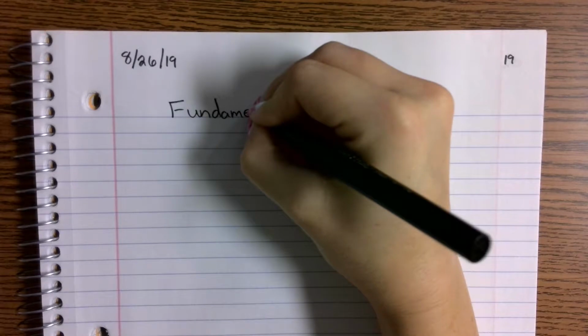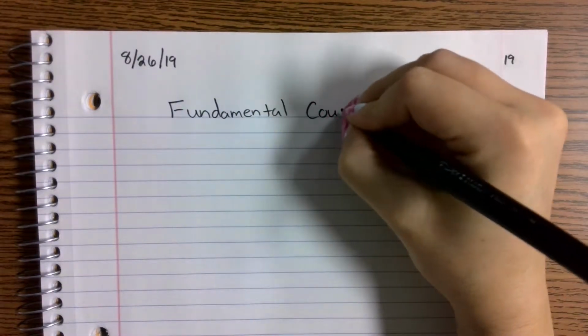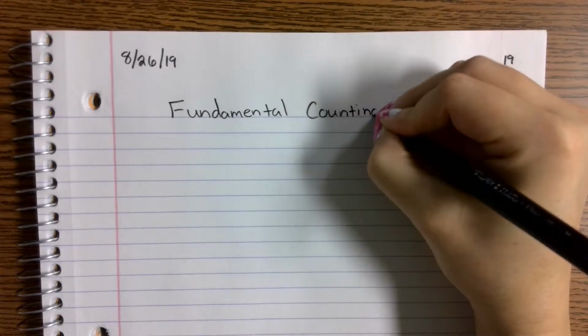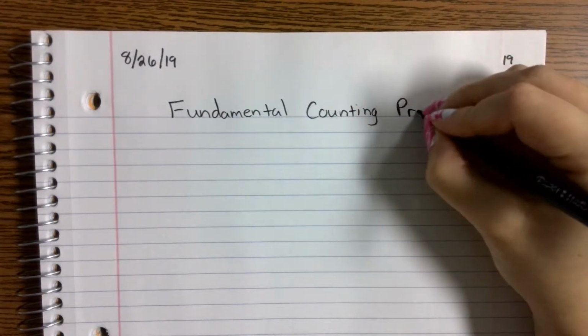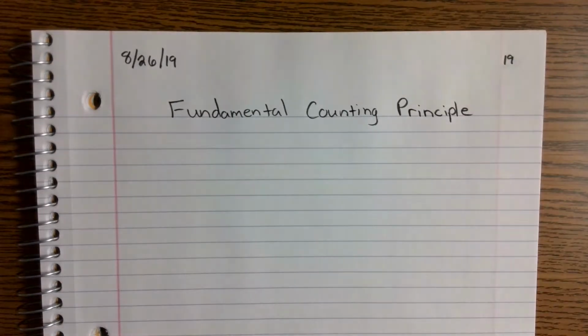All right, so like I said before, we're going to talk about the fundamental counting principle. The idea is taking the total number of outcomes that you have for activity A and multiplying it by the total number of outcomes you have for activity B. So let's write that part down.